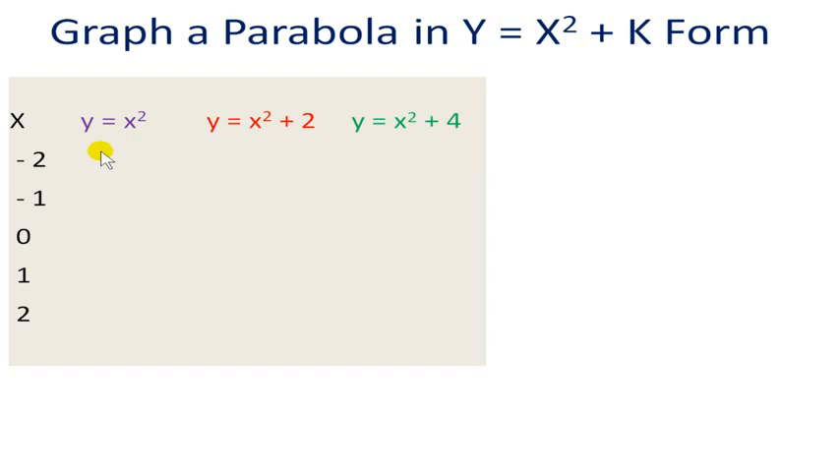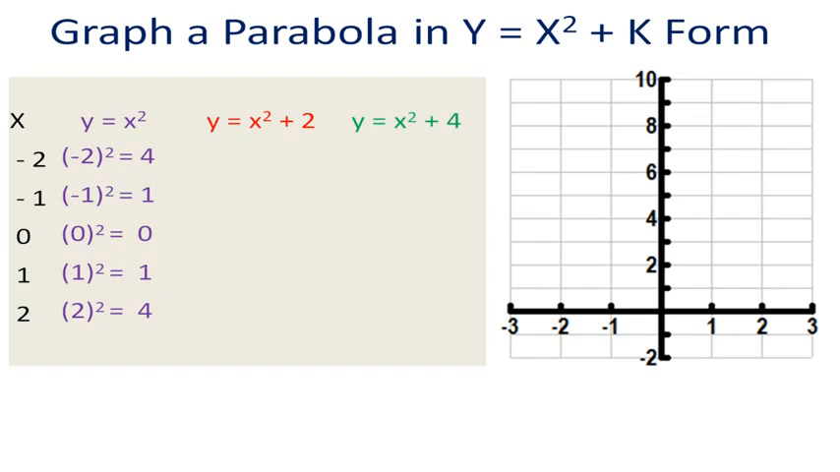So when we do the first step, what we're going to do is replace the x with -2. So -2 all squared is 4, -1 all squared is 1, 0 squared is 0, 1 squared is 1, and 2 squared is 4. So now that you have your xy coordinates, you have (-2, 4), (-1, 1), (0, 0), (1, 1), and (2, 4). You're ready to graph the first parabola.